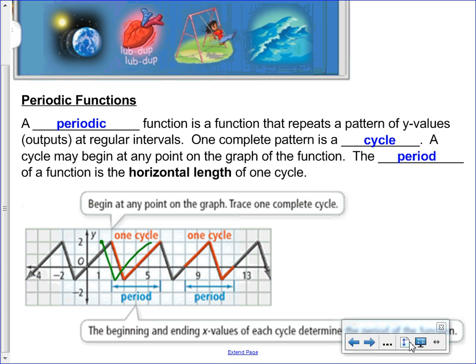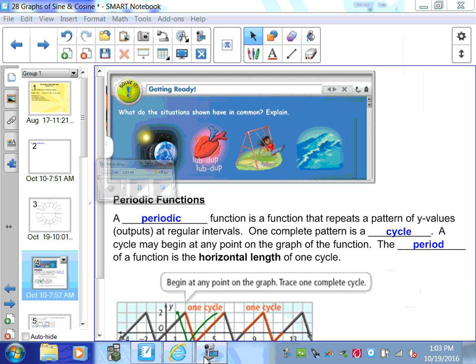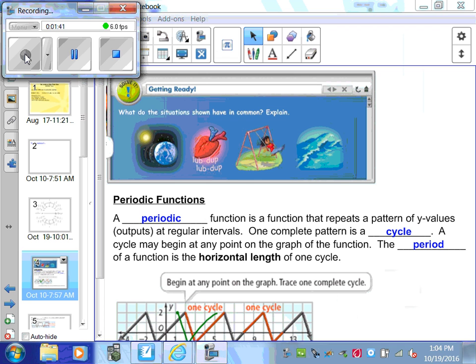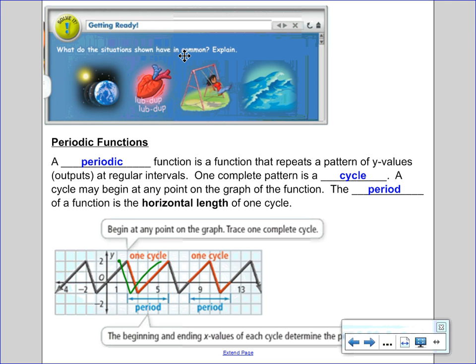Let me pause this real quick. I apologize. Yeah. Here we go. It's okay, good. Okay. All right. Here we go.